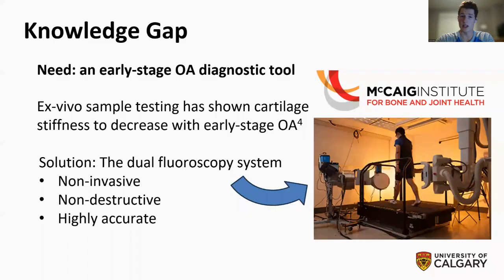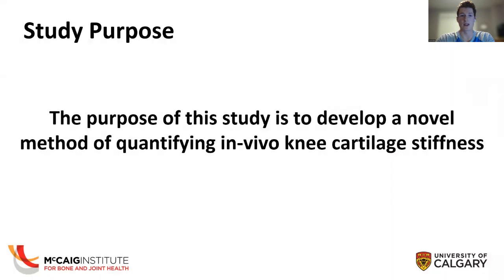The Movement Assessment Lab at the McCaig Institute has proposed using the dual fluoroscopy system, a complex instrument capable of taking x-rays, motion capture, and ground reaction force data simultaneously. The combination of the data collected can be used to calculate functional properties such as cartilage stiffness, a property of cartilage that changes as a result of OA progression. The purpose of this study is to develop a novel method of quantifying in vivo knee cartilage stiffness.